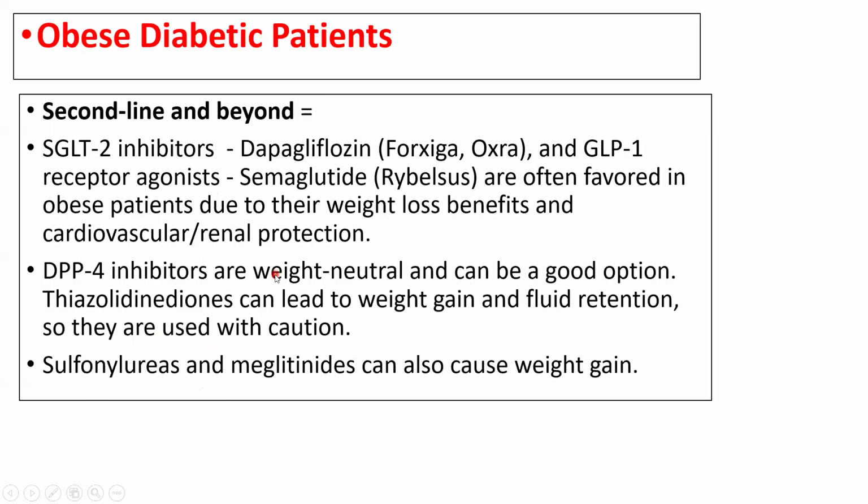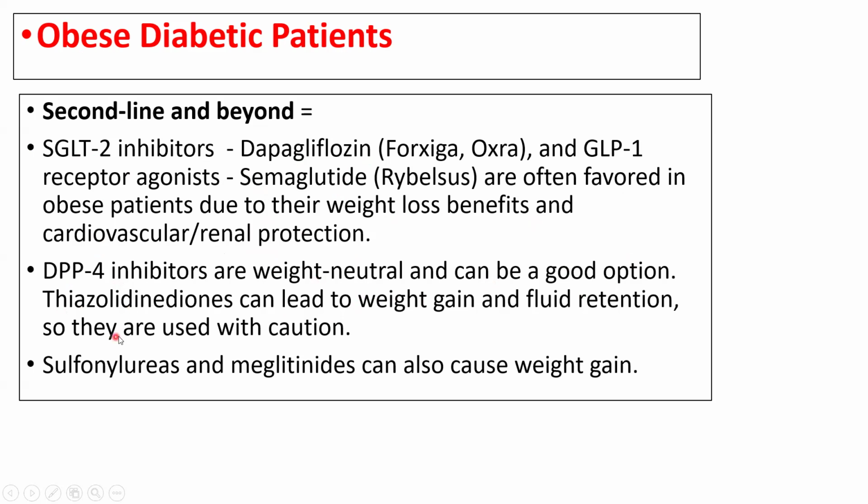Okay, next. Second line and beyond. There are different steps, but we can go fast because in the second lecture I am going to explain this more specifically. Then there are the SGLT2 inhibitors, for example dapagliflozin, and the semaglutides. They are there for weight loss benefits, and again heart and kidney protection. Then DPP4 inhibitors are weight neutral. That means they will not cause any loss or gain in weight. So this is also a good option.